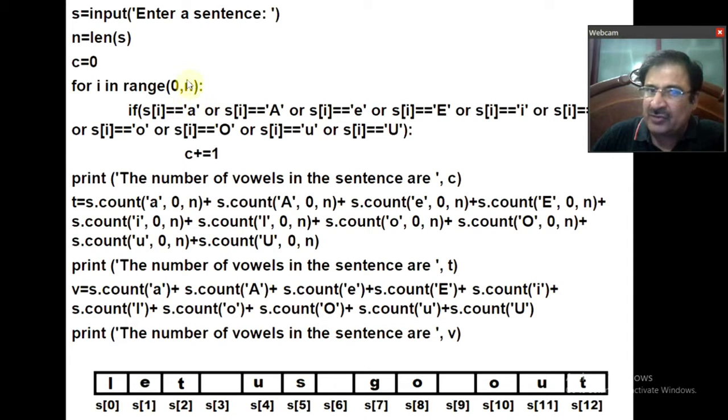But because 13 is exclusive, the value of I will range from 0 till 12. In the first iteration, the value of I will be 0. This is using the logical OR operator. In the earlier lectures, we've used the three logical operators: AND, OR, NOT.